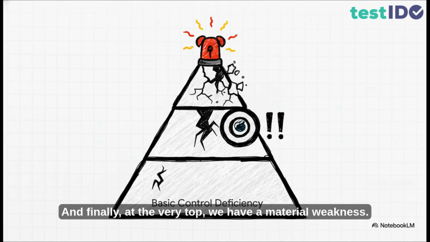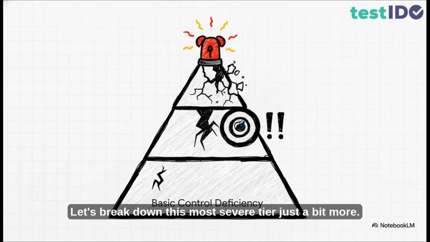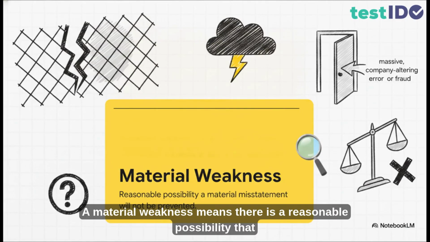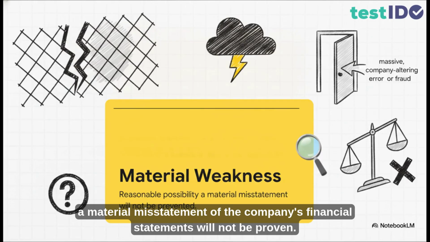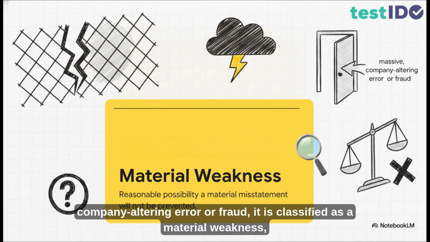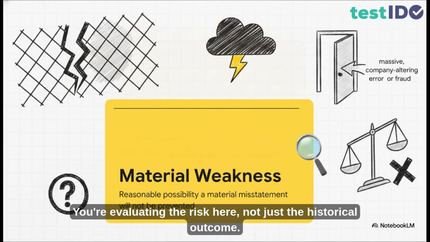And finally, at the very top, we have a material weakness. This is your absolute red alert. Let's break down this most severe tier just a bit more. A material weakness means there is a reasonable possibility that a material misstatement of the company's financial statements will not be prevented or detected on a timely basis. I want you to notice a key word there, possibility. It doesn't say certainty. If a flaw leaves the door wide open for a massive, company-altering error or fraud, it is classified as a material weakness even if no actual fraud has happened yet. You're evaluating the risk here, not just the historical outcome.